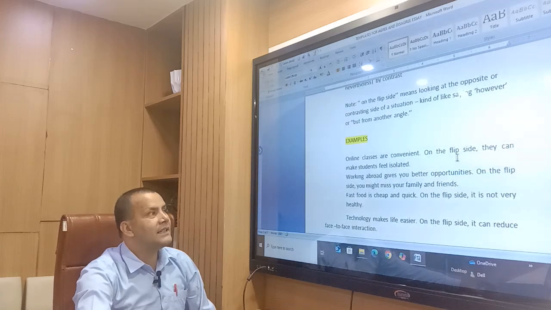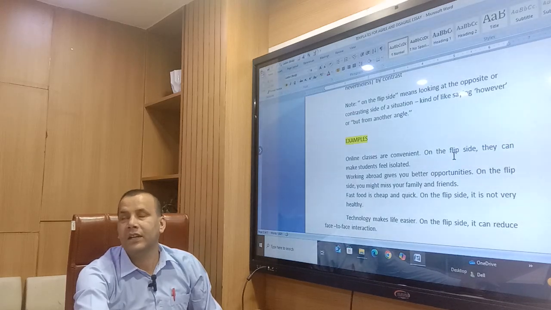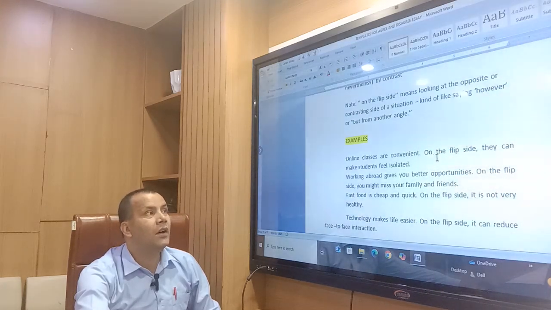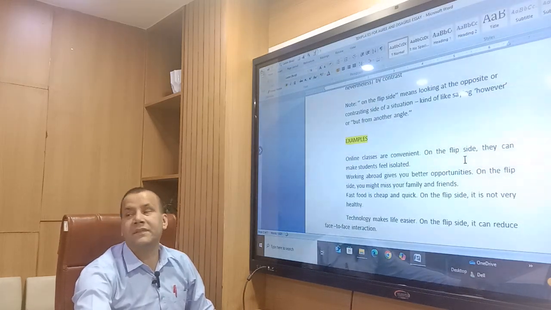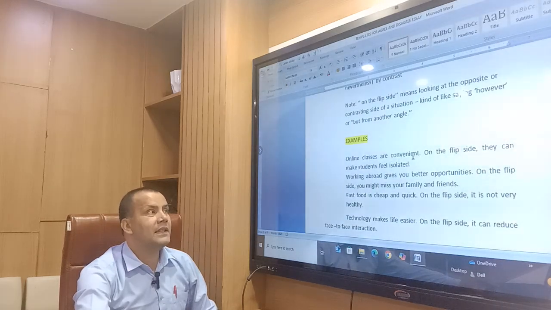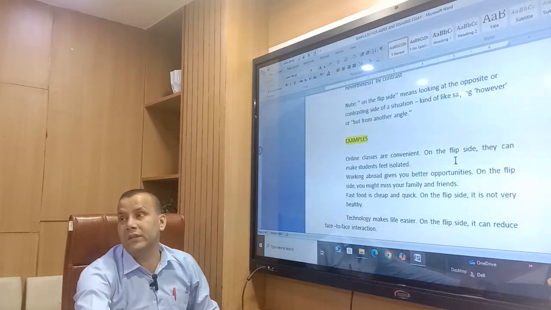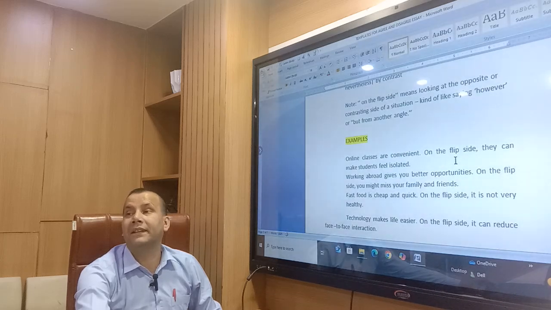Examples: online classes are convenient. Convenient means suvidhajanak, that you can take at your own time. So there is time flexibility. Online classes are convenient. On the flip side, they can make students feel isolated. Isolated means eklopan ko mahsus, to feel loneliness. Online classes are convenient, full stop. On the flip side, you must give a comma sign. They can make students feel isolated. Isolated means to feel yourself alone, nobody is with you, to have that kind of feelings.